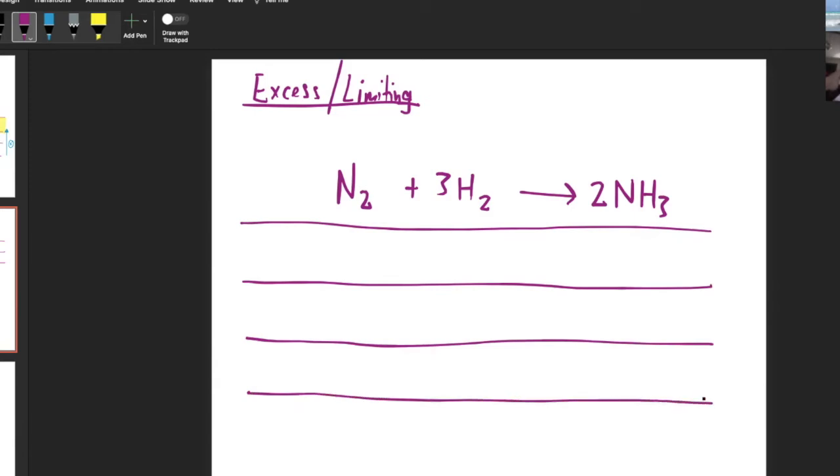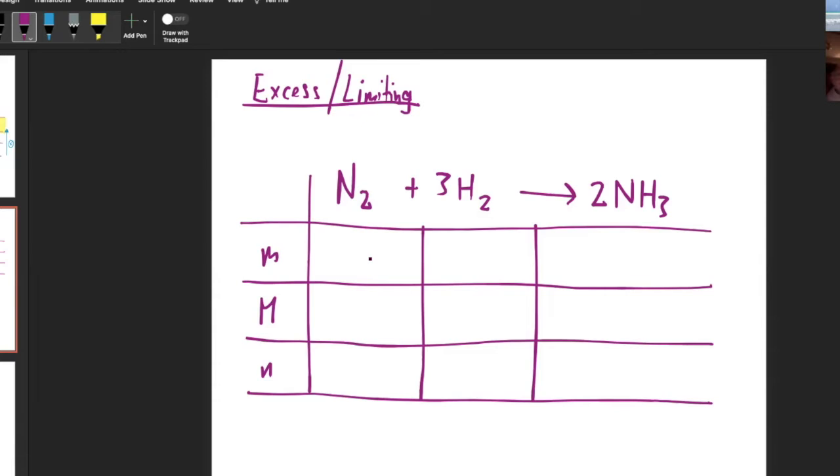Okay, and now I'm going to do the following. We're going to do the same analysis. I'm not going to ask you which one's excess, which one's limiting. I'm just going to do the analysis, because this basically covers what you need to know. So mass, molar mass, moles, math. Molar mass of nitrogen, N2, please.